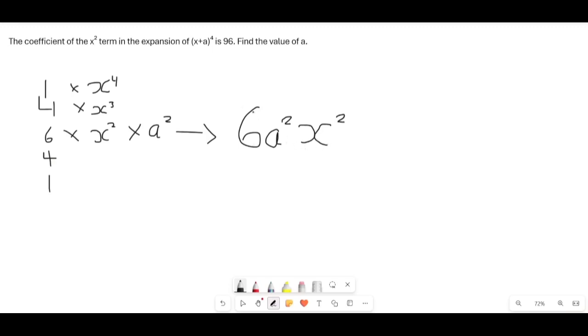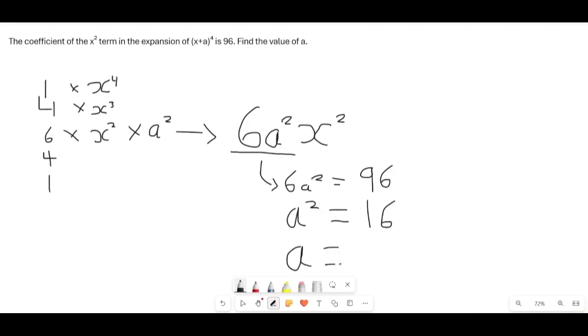This is just an expression, but we know that the coefficient of this is equal to 96, and the coefficient is just everything before it, essentially. So we know that 6a squared must be 96. Now just solve it like you would any other equation, so divide both sides by 6. And when we're square rooting, obviously, as I'm sure you get told a lot, make sure that you have the plus or minus because it could go either way. And here is your answer.